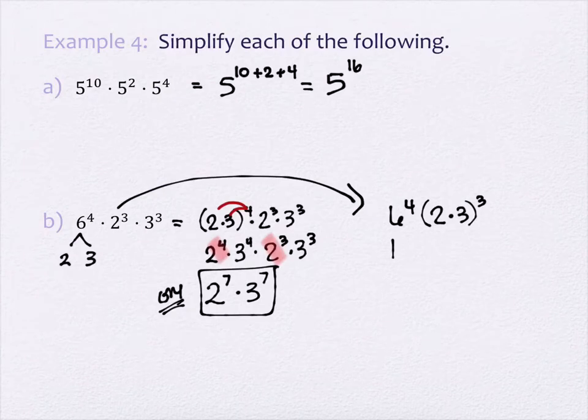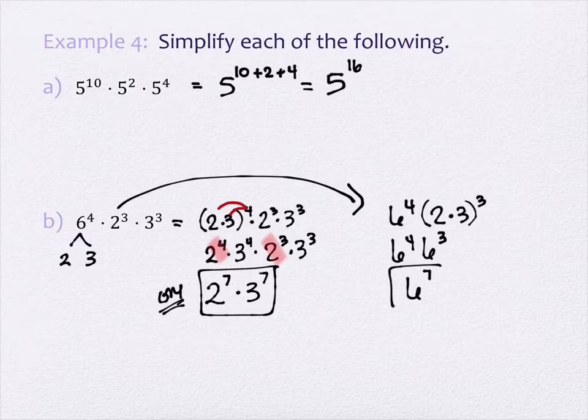So the reason that that's helpful is because what's 2 times 3? 6. Now they have the same base. There is only one base now in this one. So this would be 6 to the 7th. So either of these answers are acceptable.